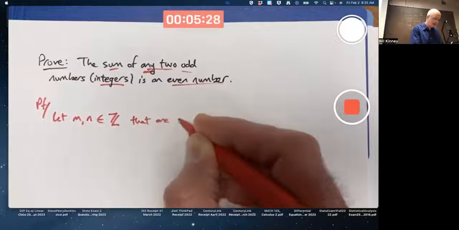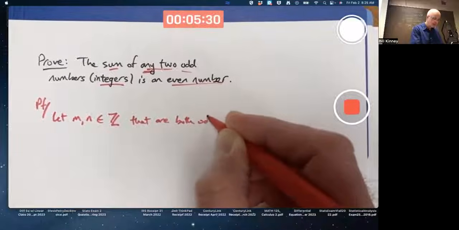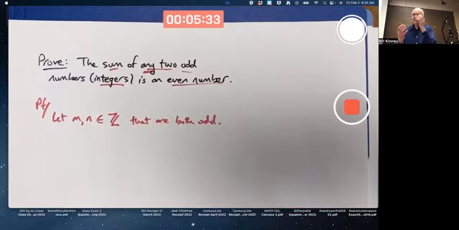That are both odd. We're trying to prove that if I've got two arbitrary odd numbers, the sum must be an even number. So I need to assume in my proof that my two numbers are odd, and try to show that their sum is even. Now you could write down on the next line, we must show that m plus n is even. That's fine. It's not necessary. It might be helpful. I won't mark it wrong if you write that, but it doesn't really get you very far in this case, because it's like, well, what do I do with that? And that's common in proofs. You kind of get stuck.